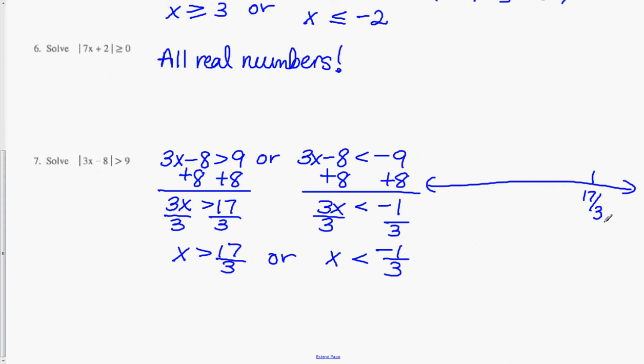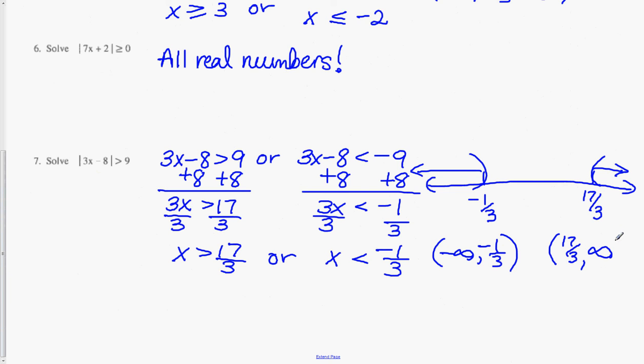17 thirds is positive, so I'm putting it positive. Aha! This time I didn't have an equal to, so I'm going to have a parentheses this time. Greater than goes to the right. Negative 1/3 would be somewhere down here to the left because it's negative. Less than gets a parentheses, arrow going to the left because it was less than. So then the interval notation, I'm coming from negative infinity to negative 1/3, parentheses around both of them this time. I'm going from 17 thirds to infinity, and then I'm going to put them together with the union symbol.